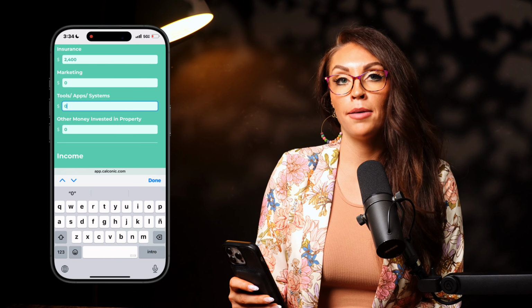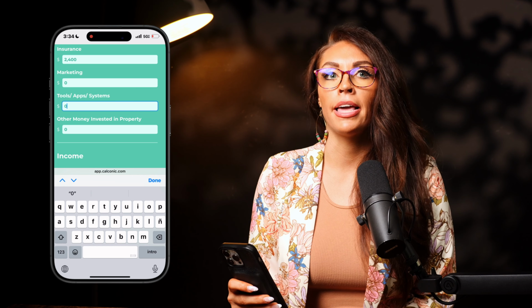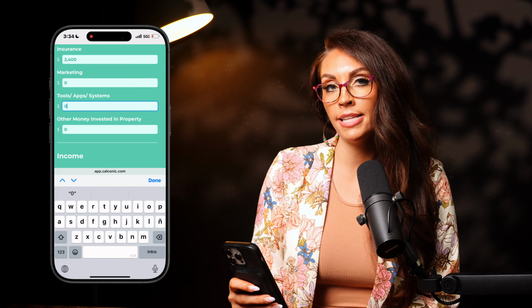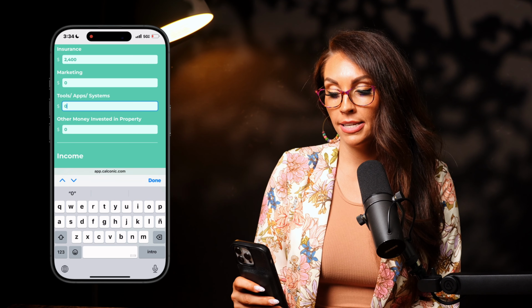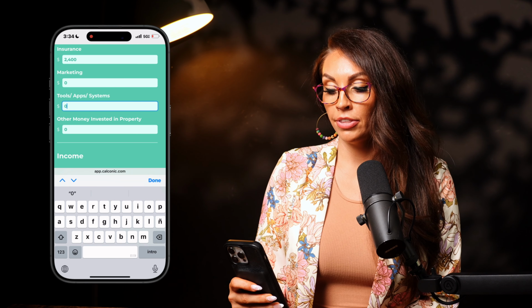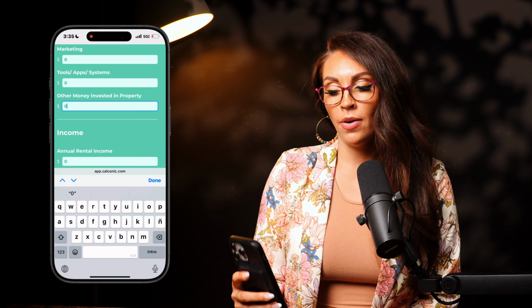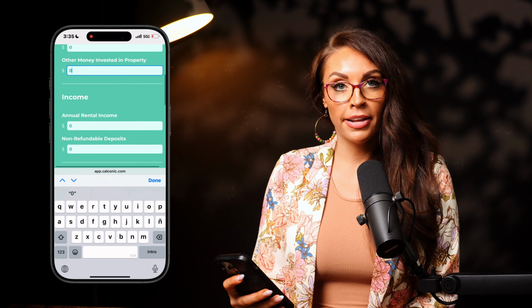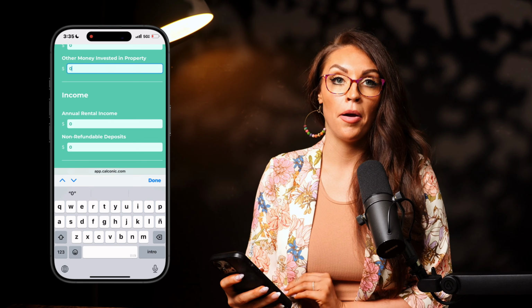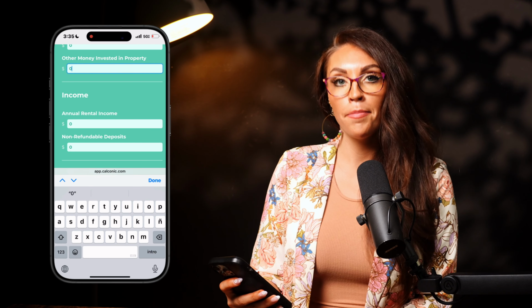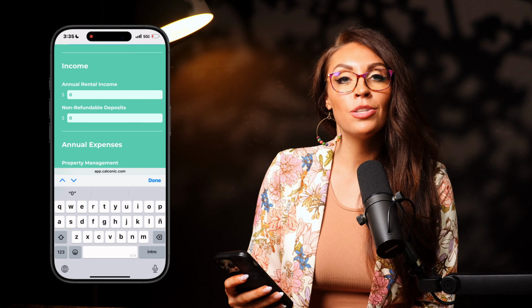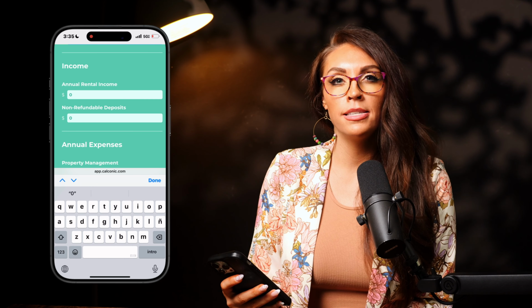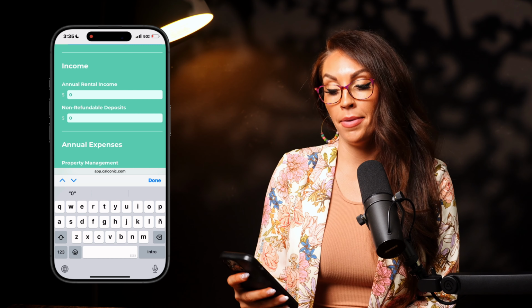Next, we have tools, apps, and systems. That's going to be similar like an apartments.com or Stella or other systems like that that you might be using for your business. I'm going to leave it as 0 for this case. And then we also have other money invested in the property for additional things that are not included here. If something comes up, just pop it in there. Next, we're going to move on to income. So this particular property is going to yield us about $1,000 a month in income.